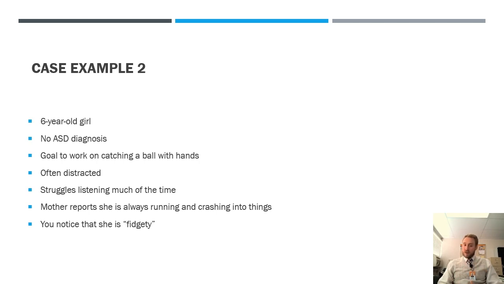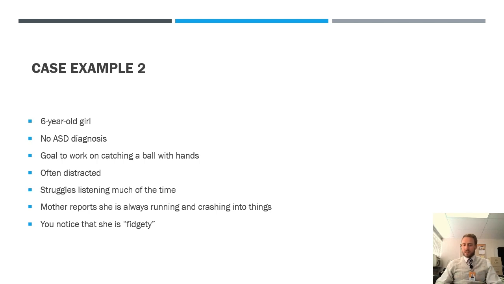She is very distracted. She struggles to listen. Mom reports that she's always running and crashing into things. You notice she's really fidgety. She's a really fast runner. She loves to jump. She climbs a rock wall pretty well. She does lots of things pretty well, but she's struggling to catch a ball.